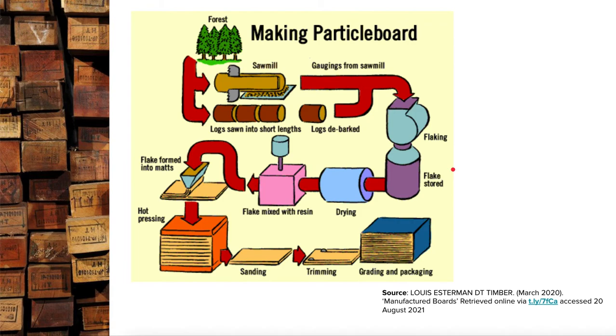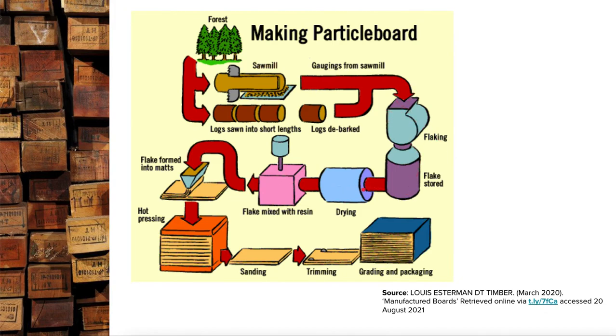The forest grows the trees. The trees are cut into small pieces. They're debarked and they're flaked. So put into little chips, tiny little chips. Not a big wood chip like you'd put in your garden. Definitely not that big. Definitely smaller than that, but not so small that it's a fiber. Cut up into little flakes.